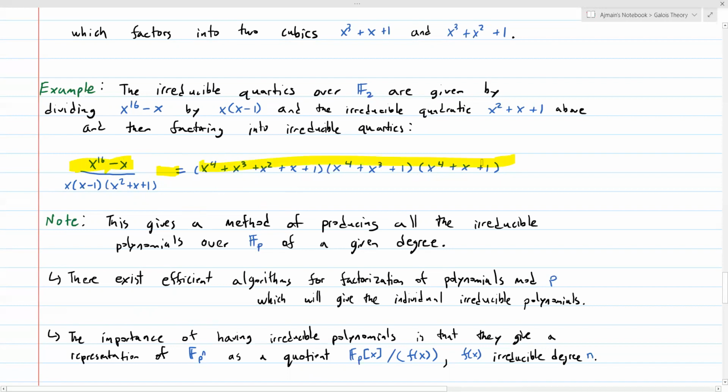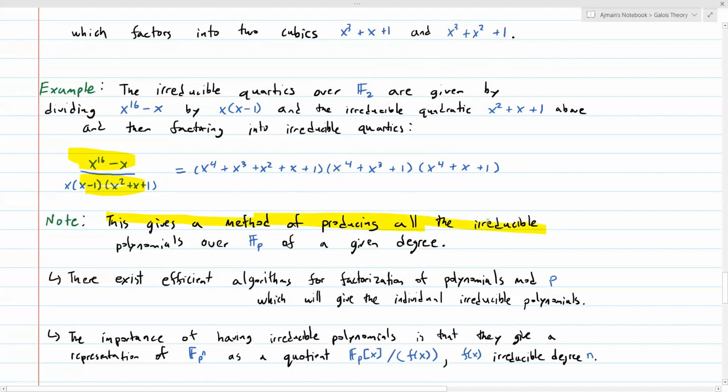To check this, you can take this denominator and multiply it out with this quotient and check that it gets you x to the 16th minus x. But yeah, that's kind of annoying. All right. But there is a division algorithm that you can feed a computer. Don't check it. Yeah, there is an algorithm. There are fast algorithms that do this polynomial division in finite fields.